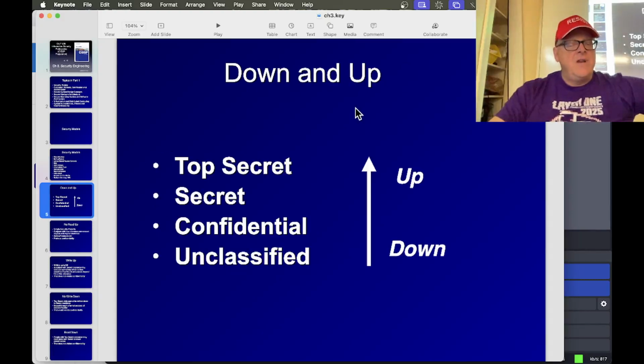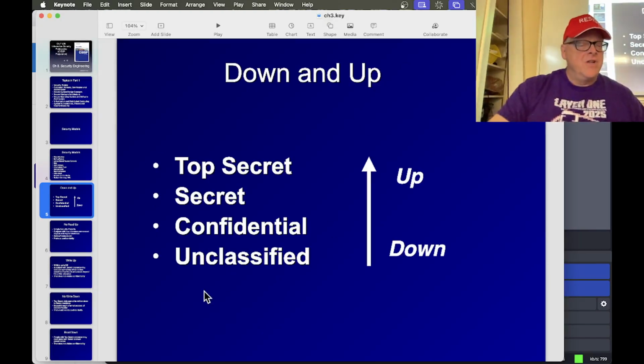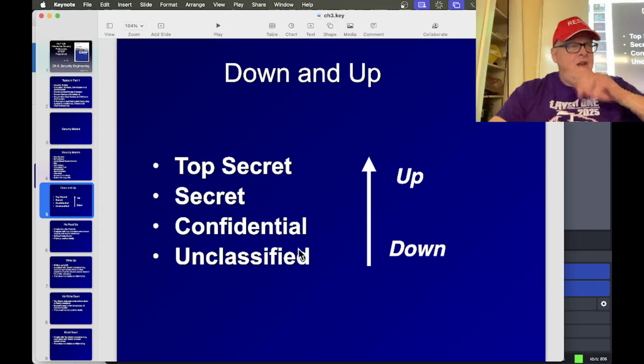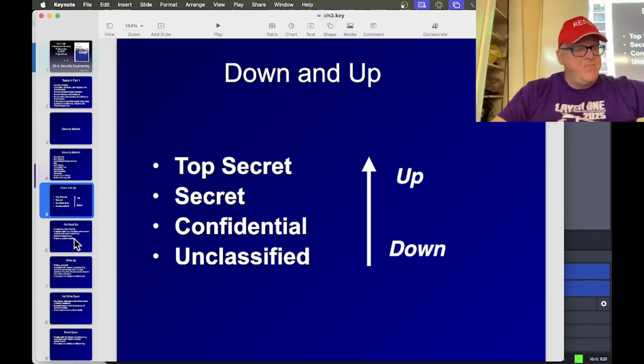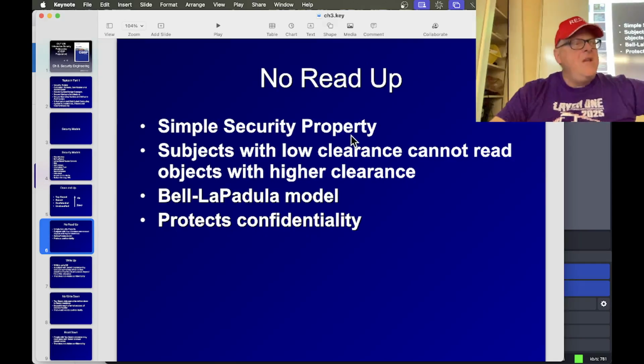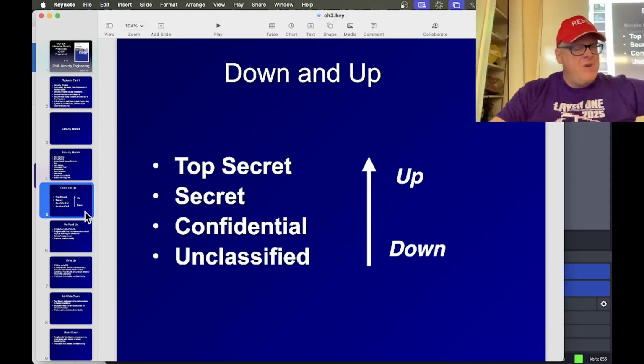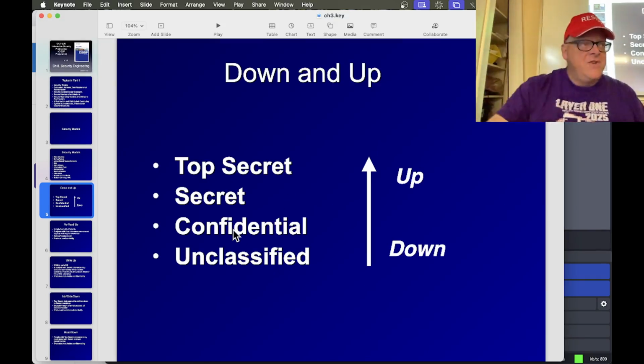So the basic concept is this. You have down and up. There's lower levels and higher levels. In secret, things are higher levels of security. Unclassified things are lower levels of security. So no read up is the first obvious security property. The whole point is confidentiality. You don't want people to have top secret information if they are not cleared for top secret. So people that are only cleared for confidential should not be allowed to read top secret. That's the most obvious point of security, and this was the first model.